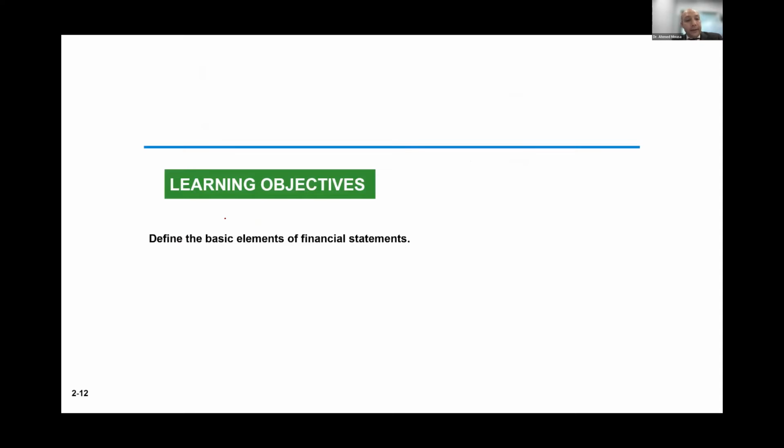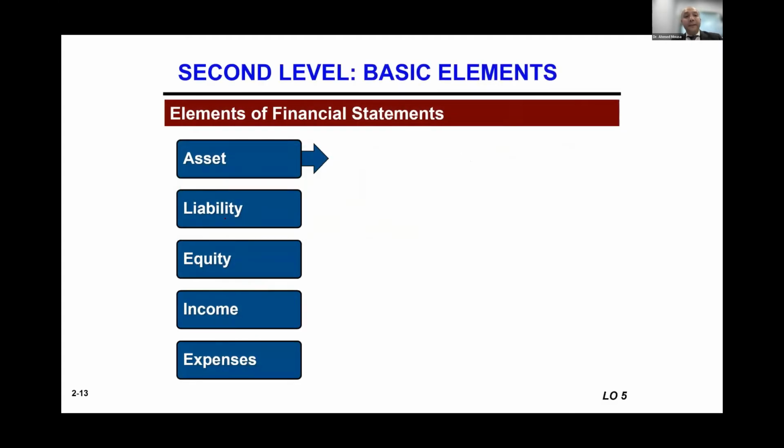The next objective, now we need to focus on this. Now we will learn how to read the financial statements. So the first one is that we need to know the basic elements of the financial statement. The first financial statement that we have is the balance sheet, or statement of financial position. It has assets, liabilities, and equity. This is a balance sheet.